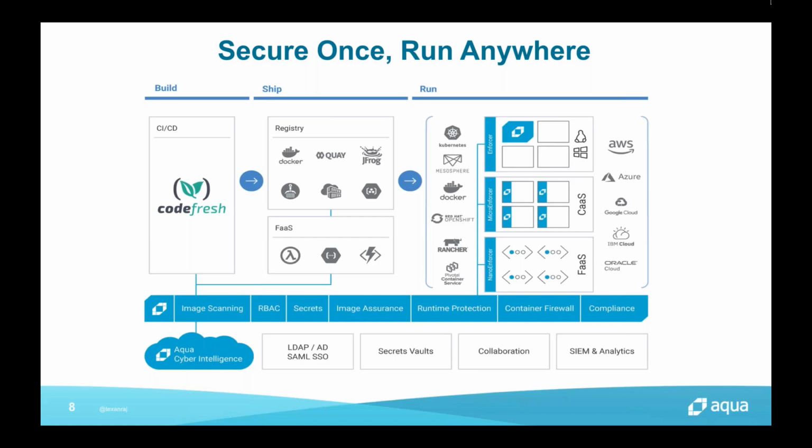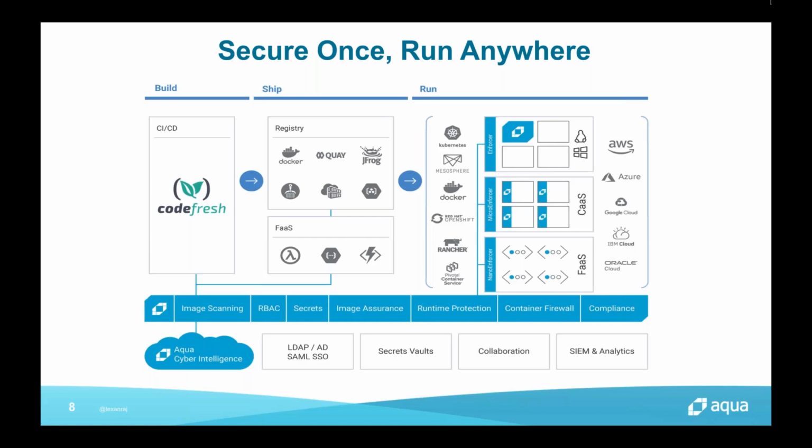And all the capabilities of Aqua, including RBAC, secrets, runtime protection, firewall, and compliance, we provide that entire ecosystem. Also, all that third-party integration with various vendors, whether it's LDAP, AD, secret vaults provided by HashiCorp or CyberArk, collaboration suites like PagerDuty, Slack, and whatnot. Also, SIEM and analytic tools, whether it's Splunk and Elastic and whatnot. So we have fantastic third-party integration as well.